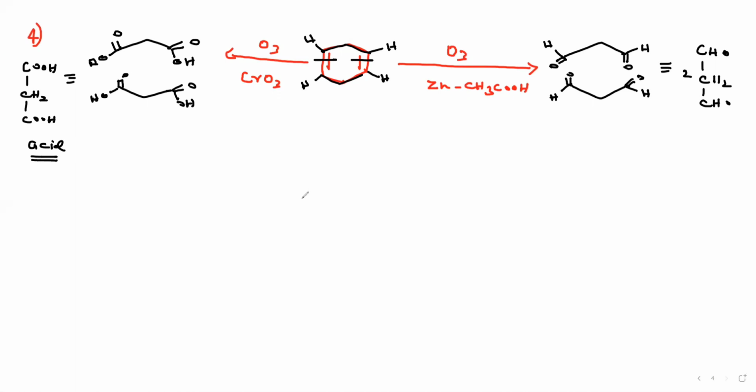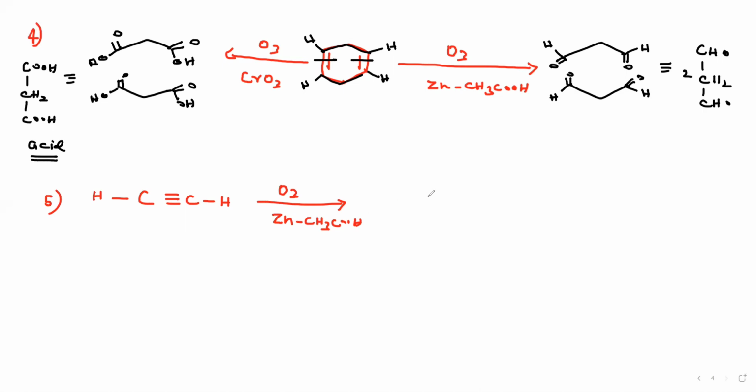Okay. Now, triple bond question. See, this is very important. Carbon triple bond carbon H. Now, going to ozonolysis. I'm going to do the ozonolysis, for example, with O3, then Zn and acetic acid. What happens in case of triple bond? Listen. Triple bond and the one bond which is broken.